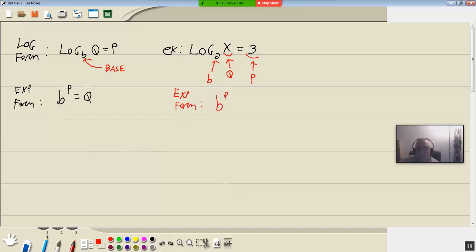Now exponential form is b to the p is equal to q. So after we identify the b, p, and q, we're ready to plug them in. So put 2 in for the b, p was 3, and q is x. And that's our answer.